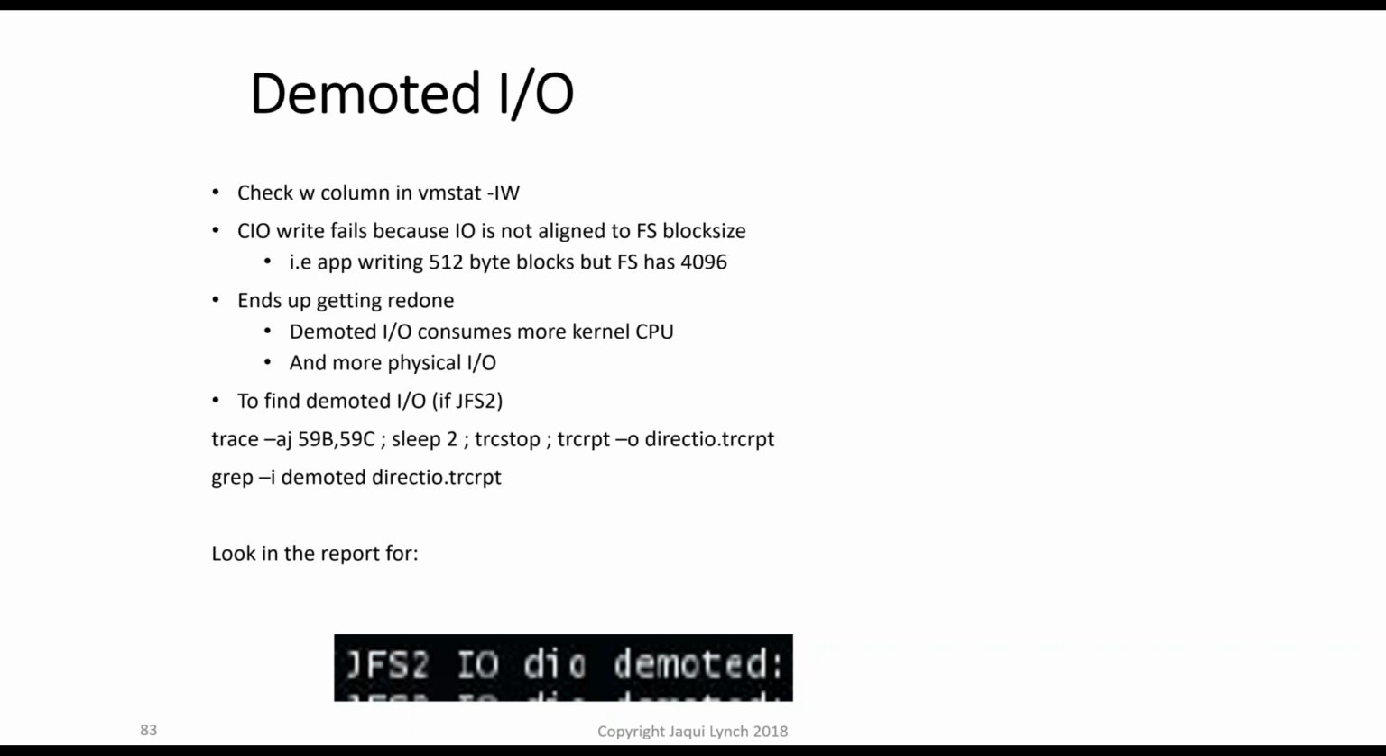What ends up happening is I go to do the write, the block size doesn't match, so it ends up redoing the IO, and we call that a demoted IO. They use a lot of kernel CPU and they cause a lot of physical IO. I've put in here for a JFS2 system how to find them, and if you see them, you need to figure out what the issue is.